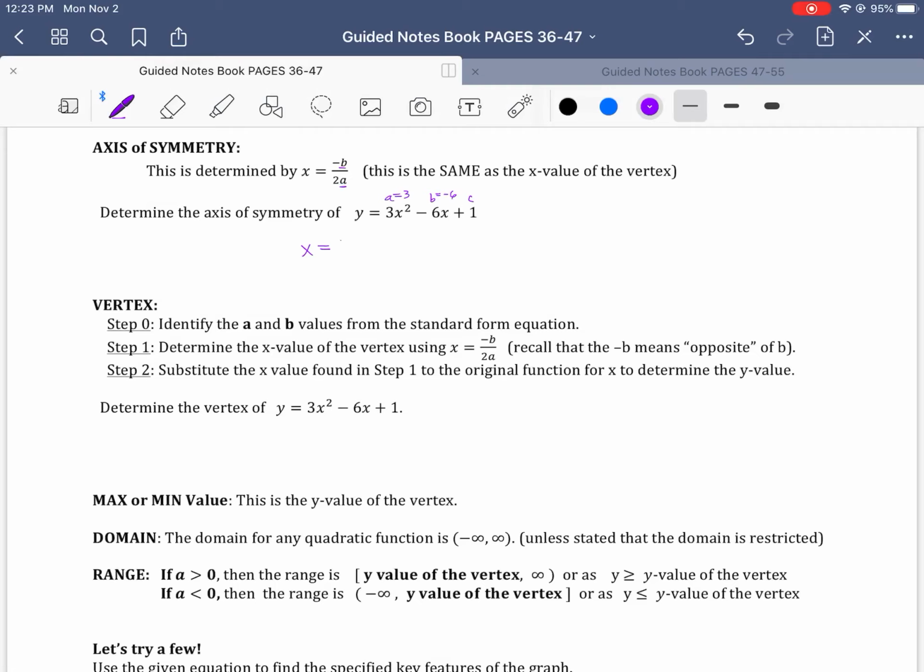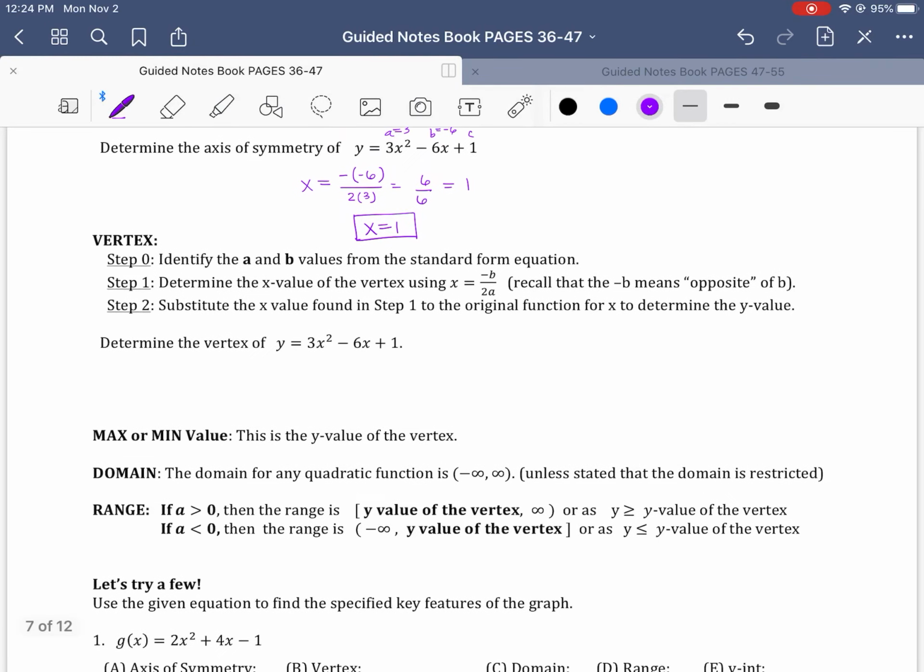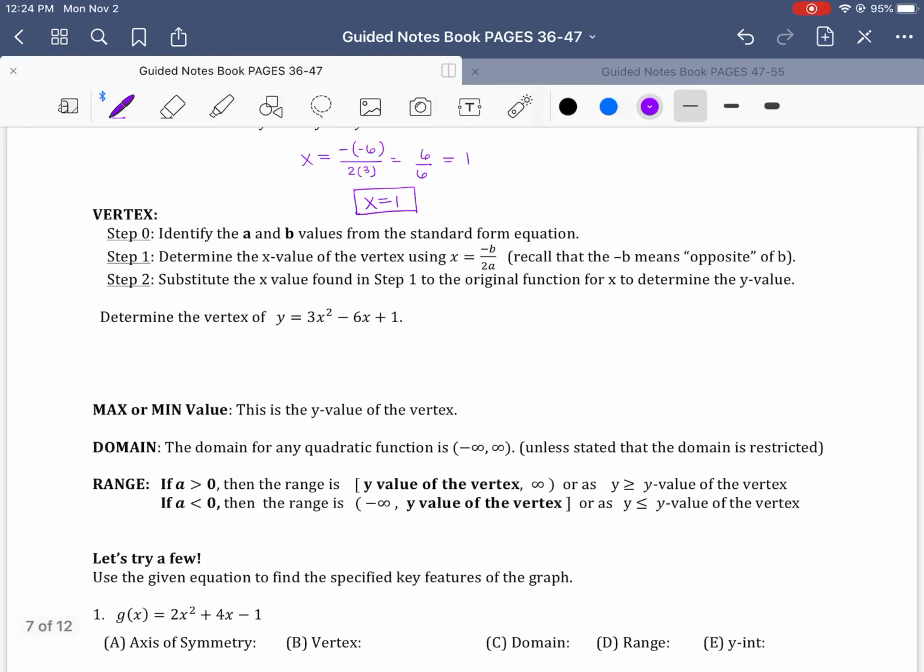If B is -6 and I use that formula, that's like having negative B over 2 times the A value, which the A value was 3. If I simplify that, I end up with a +6 over a +6, which is a +1 when we divide that. So in this case, x is equal to 1 would be the axis of symmetry. Now, because x equals 1 is the axis of symmetry, that is the x value of the vertex, right?